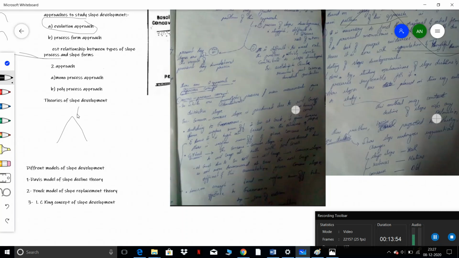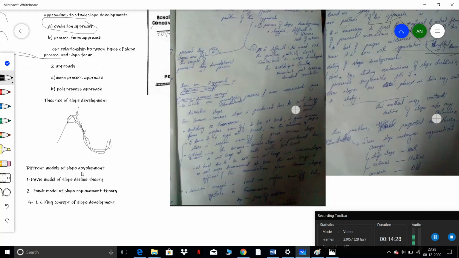Here it rains. At the top of the hill the amount of water is less, so it will have less velocity and less surface runoff, so it will form a convex part. Whereas when it comes down, the debris carried by it will be more, and hence it forms rectilinear, consequently concave, due to accumulation. Whereas in the polyprocess approach, more than one slope process contributes to the development of slope form.